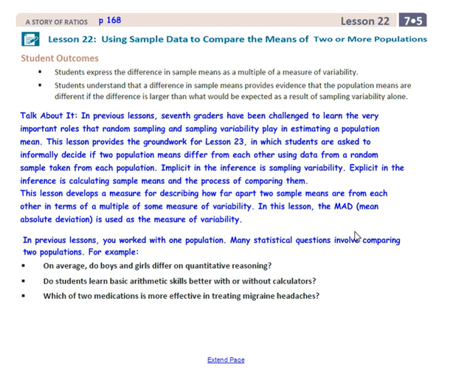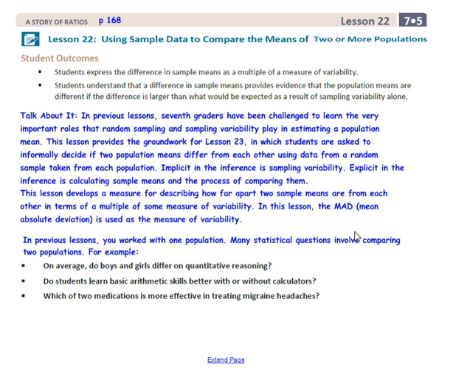This is Mrs. Zappia with Lesson 22, using sample data to compare the means of two or more populations. Student outcomes for this lesson: Students express the difference in sample means as a multiple of a measure of variability. Students understand that a difference in sample means provides evidence that the population means are different if the difference is larger than what would have been expected as a result of sampling variability alone.